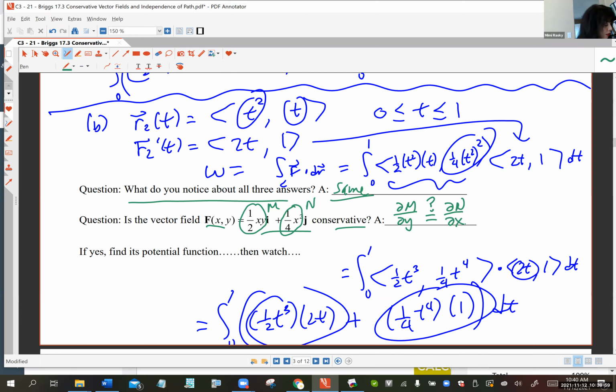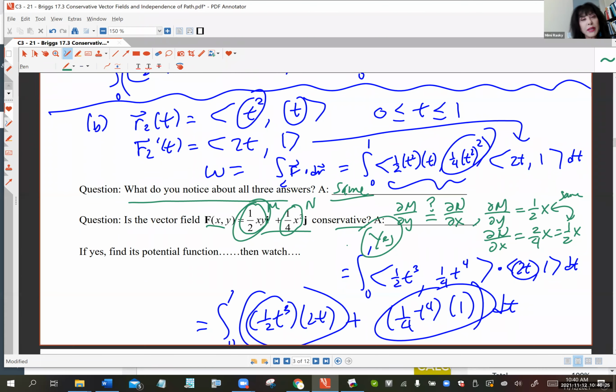So let's go do those partials right now. The partial of M with respect to y looks like it's a half x, and the partial of N with respect to x is 2/4 x, but that's a half x also. So they are the same, and so yes, it's conservative. So what does that mean? You can go get the potential function. Remember, go get MaMa.